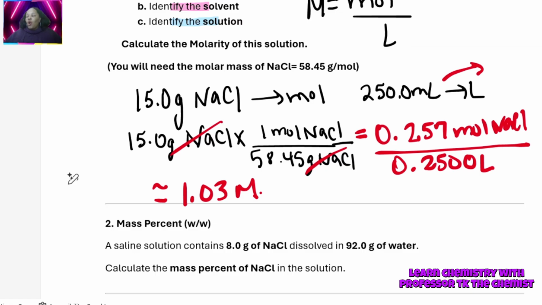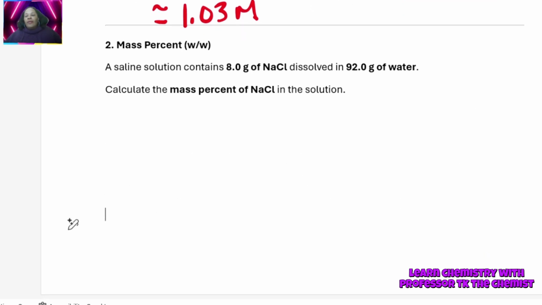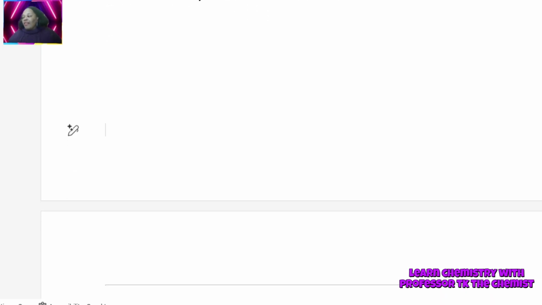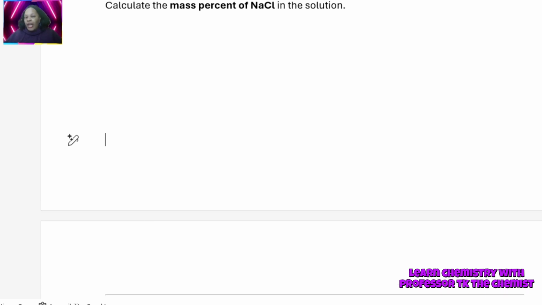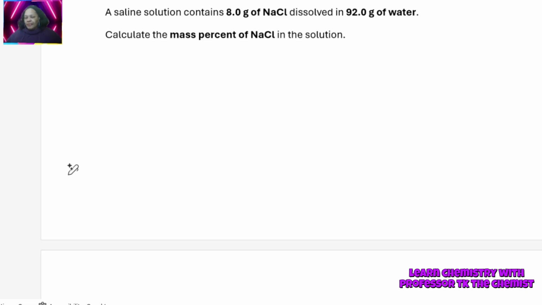Now, we're going to go ahead and move to number 2. Number 2, it says mass percent. So this is another type of formula that you all have to be familiar with in your General Chemistry 2 classes, okay? So mass percent is just W by W. That means weight by weight, okay? Weight by weight. So I'm going to go through this example with you. And if you all have questions, let me know. But this particular problem is pretty straightforward.